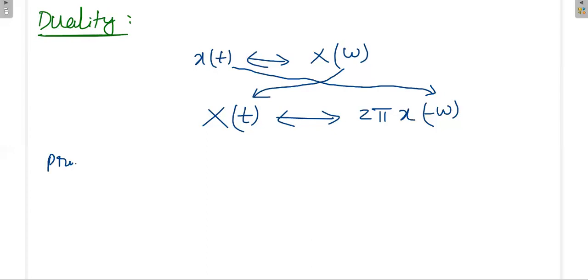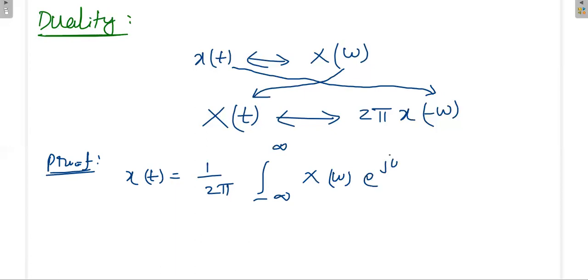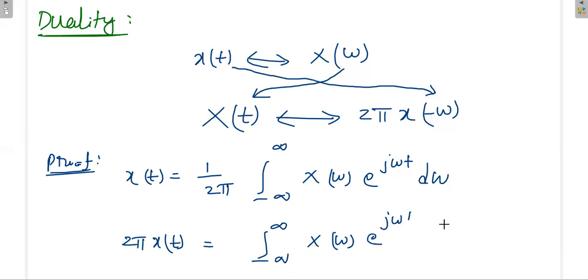So, proof. The inverse Fourier transform formula: small x of t is equal to 1 by 2 pi times the integral from minus infinity to plus infinity of X of omega e power plus j omega t d omega. This is the standard inverse Fourier transform formula. Once we know the frequency domain representation, then for the corresponding time domain representation we use the inverse Fourier transform formula. So 2 pi x of t equals the integral from minus infinity to plus infinity of X of omega e power j omega t d omega.